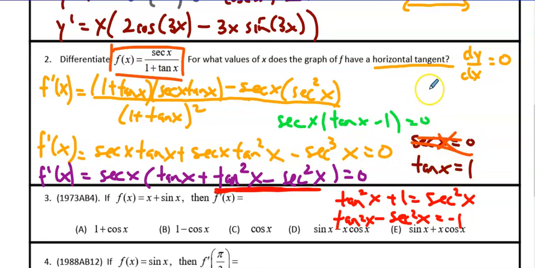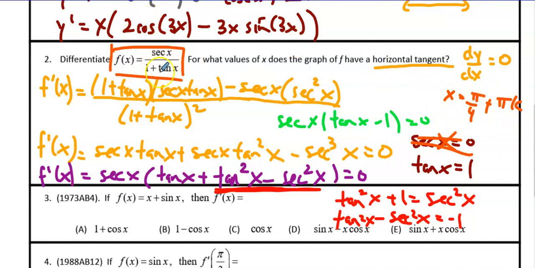Tangent of x equals 1, well, that's going to be pi over 4, and then anytime it's in quadrant 1 and quadrant 3. So x is going to be pi over 4, and then any intervals of pi k. If k is equal to 0, then we're at pi over 4, which is exactly perfect. When k is equal to 1, it's pi over 4 plus pi, which puts us in quadrant number 3. And then again, 2 pi gets us back to quadrant number 1. So any of these work.